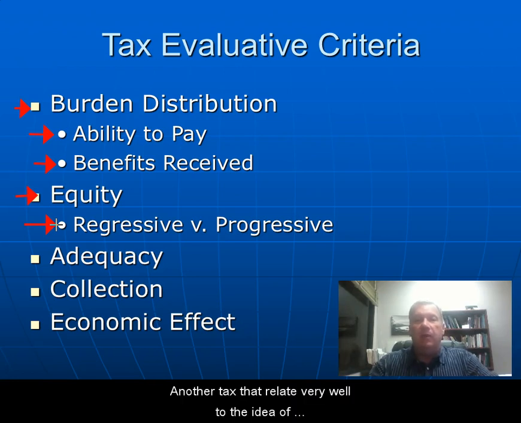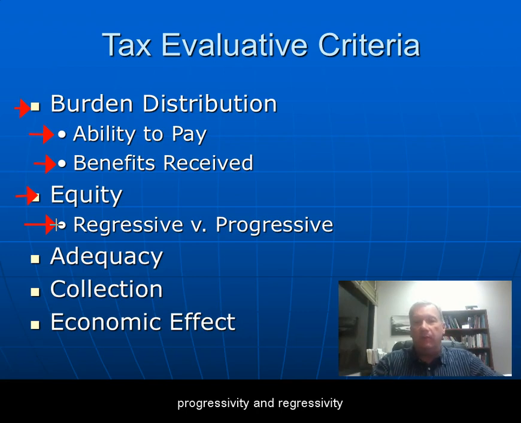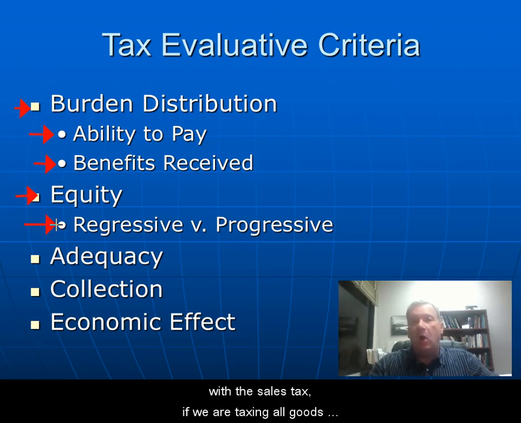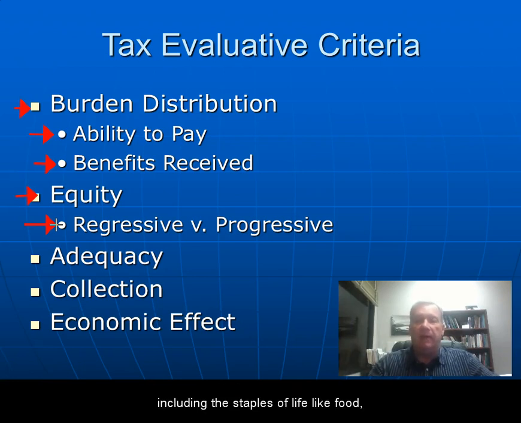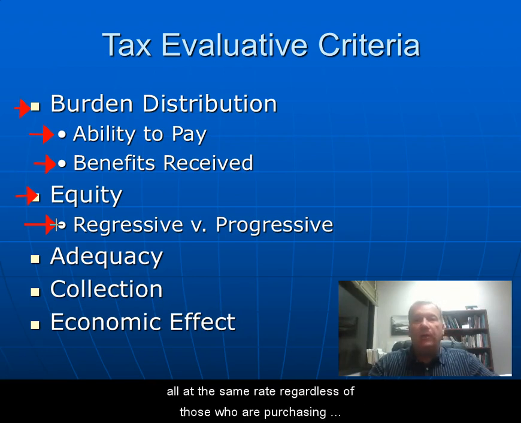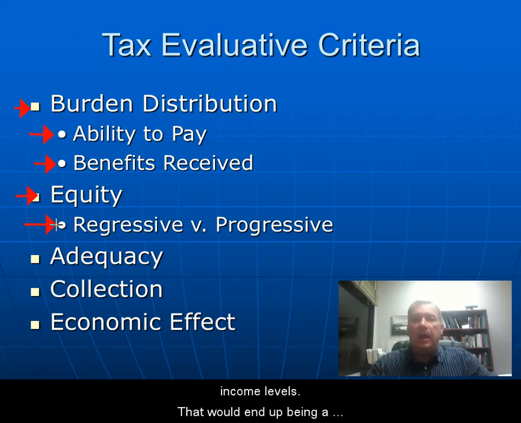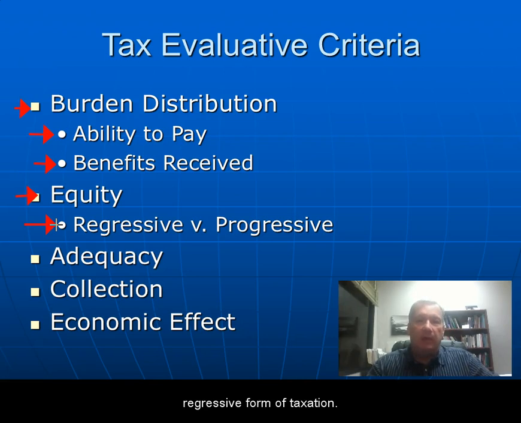Another tax that relates very well to the idea of progressivity versus regressivity is the sales tax. So with the sales tax, if we are taxing all goods, including the staples of life, like food, clothing, shelter, if we are taxing those all at the same rate, regardless of the individual who is purchasing those commodities, we are going to have a regressive form of taxation, because those individuals at higher income levels have more disposable income after they have purchased the staples of life than individuals at lower income levels. And so that would end up being a regressive form of taxation.